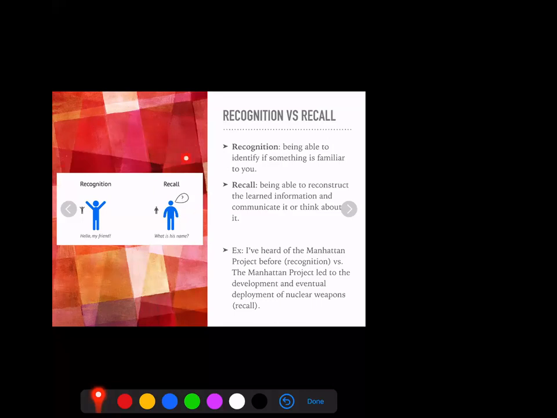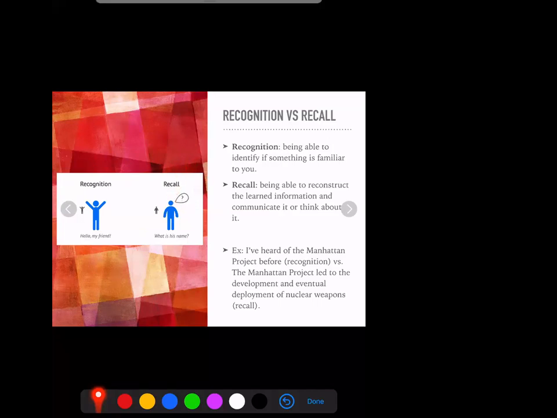So over here I have an example. Recognition: oh, that's my friend. I know that's my friend. Recall: oh, that's my friend John. John is the person, so I'm recalling his name. It looks like this guy's having a little issue recalling the name.